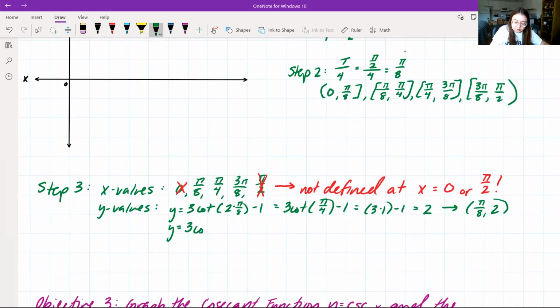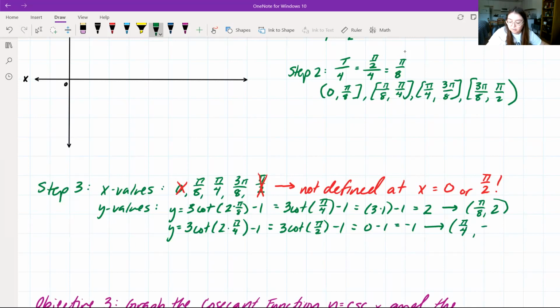Now for our next value, we have 3 cotangent of 2 times pi over 4 minus 1. So this is 3 cotangent of pi over 2 minus 1. Cotangent of pi over 2 is 0, so that's 3 times 0, which is 0. So 0 minus 1 is negative 1, which tells us our point, pi over 4, negative 1.